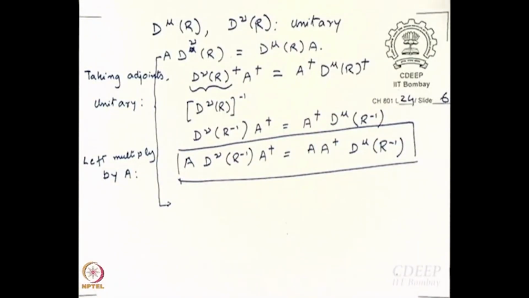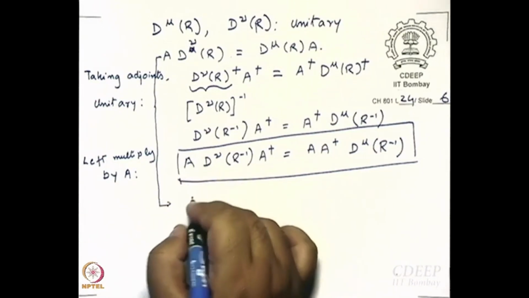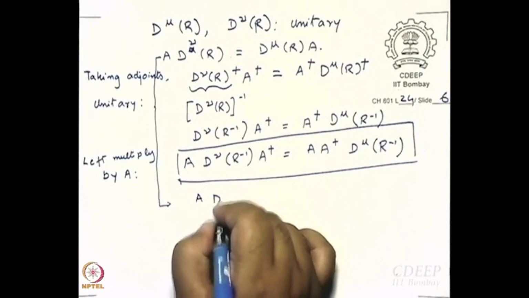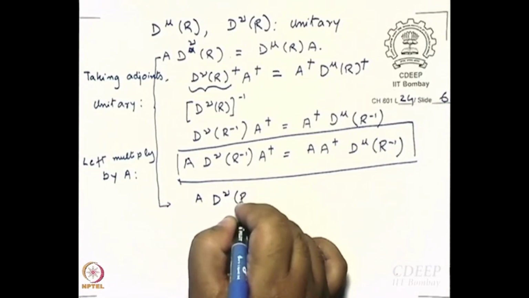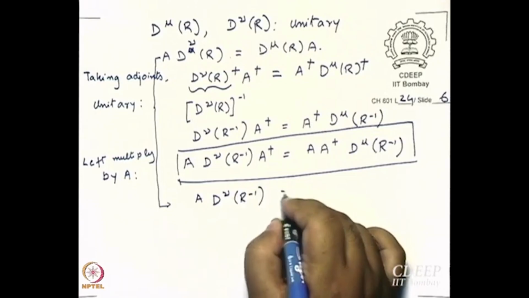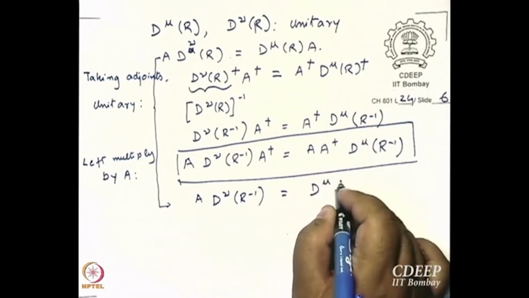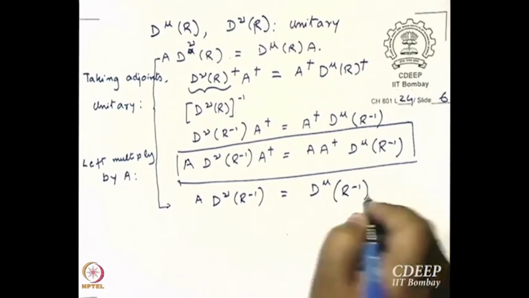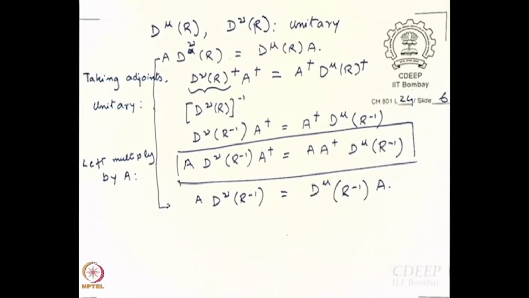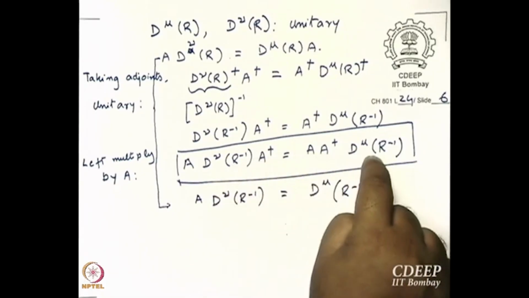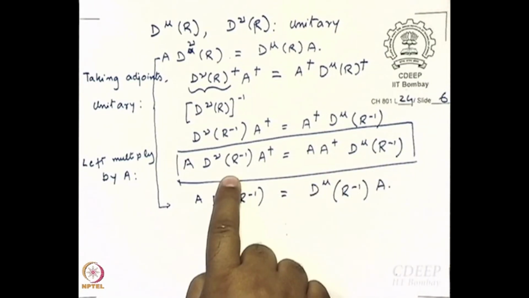This R is general, isn't it? It's any symmetry operation. So I don't think anybody will have any objection if I write A d nu R inverse is equal to d mu R inverse A. Isn't it? Instead of R I can write R inverse. Right? Now I want to eliminate something. I can choose to eliminate this or I can choose to eliminate this. Let me try and eliminate this one.